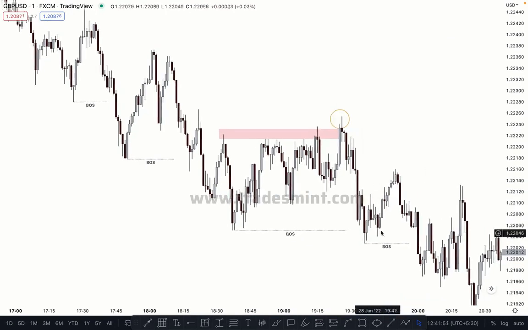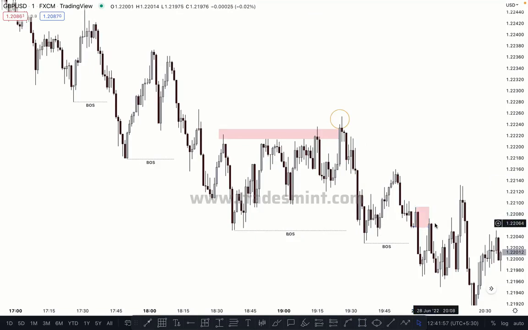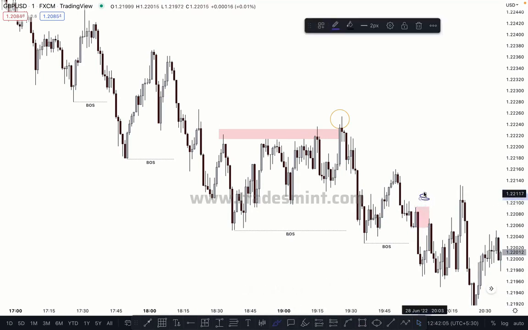Okay, so what happened here? After breaking this structure, the market tapped here and showed some reaction to induce people, and then what happened? Price went higher, took all the stop losses, collected all these stop losses here, and then tapped on this extreme, and this high acted like a liquidity. And the same thing applies here. This was the first high.